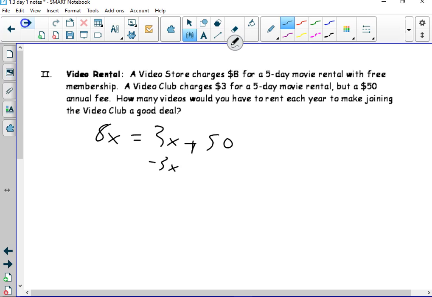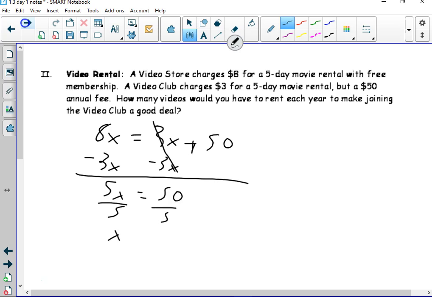So, only thing to do here is move the 3x over, which gives you 5x equals 50. Divide by 5, x equals 10. So that means if you rent at least 10 movies a year, it's a good deal. So, like, you're not even at one a month. But if you don't do 10, if you don't rent movies that often, not a good deal.